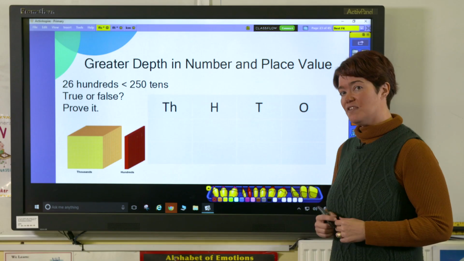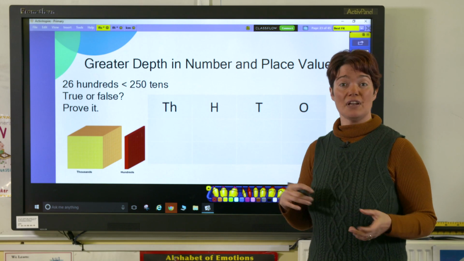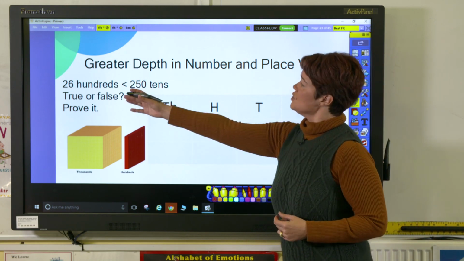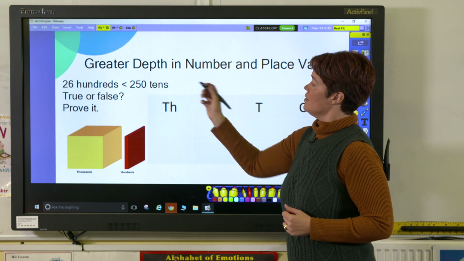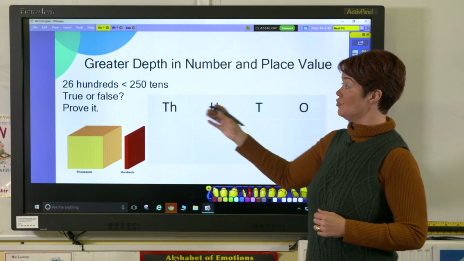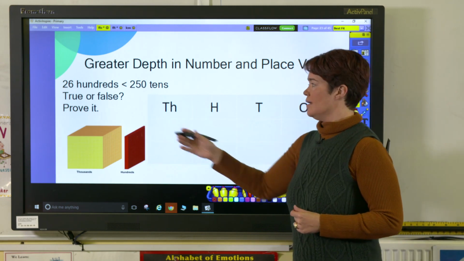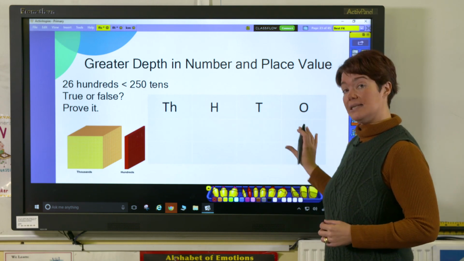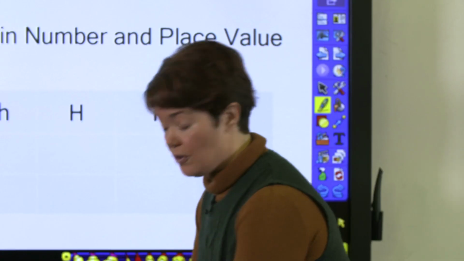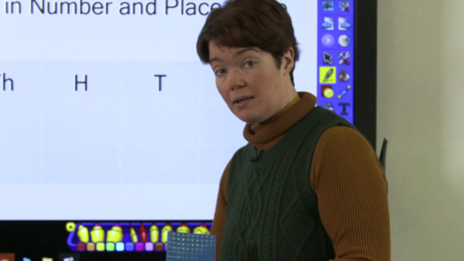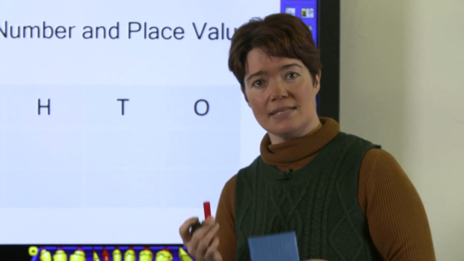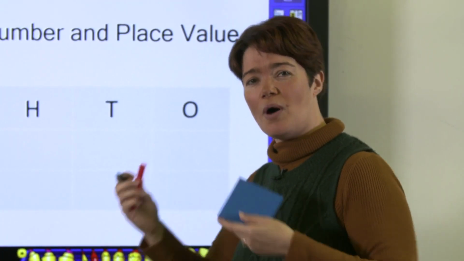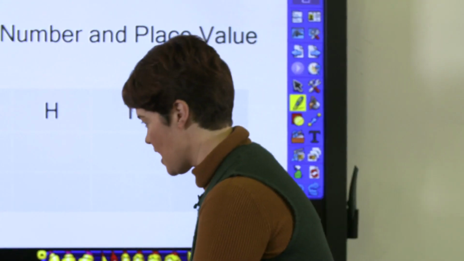This problem here is our first one, and it's considered suitable for lower key stage 2. We've got 26 hundredths is less than 250 tens. True or false? Prove it. Now, using this activity, we're going to explore their place value. They could use a place value chart. They could, of course, use their base 10 blocks as well to support that learning, those concrete representations for pupils who aren't quite working at greater depth yet.